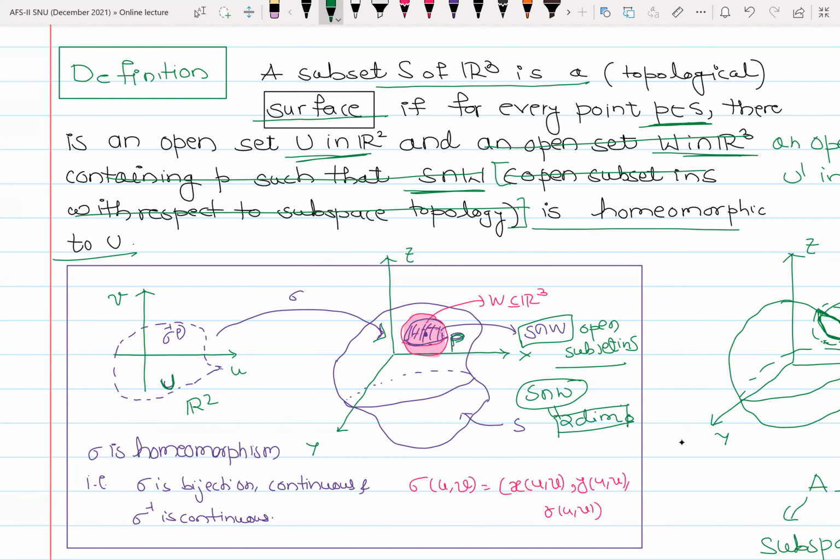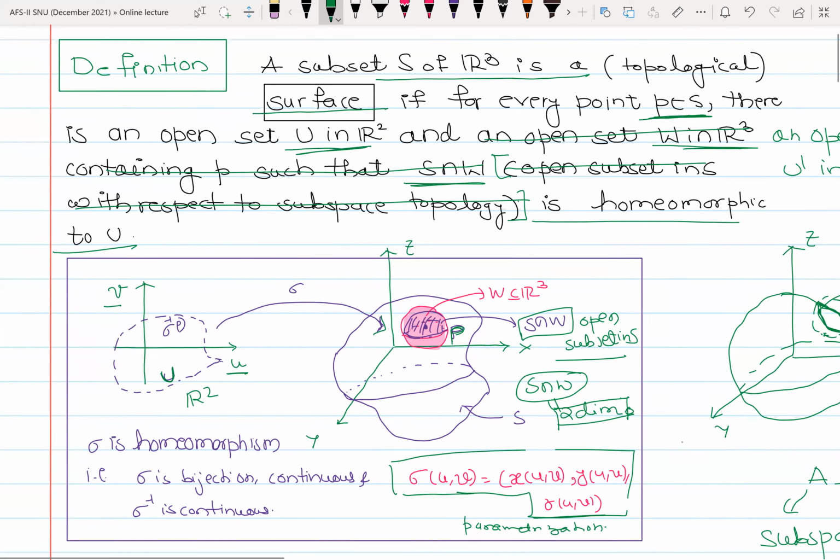And how will your sigma look? This is a map from 2 dimensions to 3 dimensions, right? So I have these coordinates U and V. Sigma of UV will look like X of UV, comma Y of UV, and Z of UV. So this is that parameterization which I was talking about. It is exactly like how you learned the parameterized curve. So this is also similar to a parameterized curve.